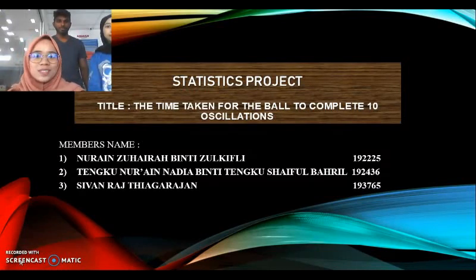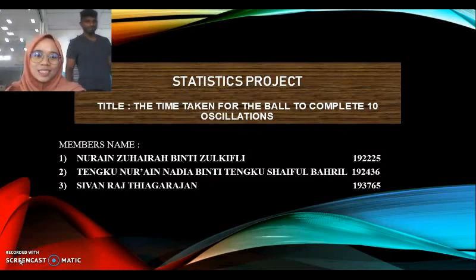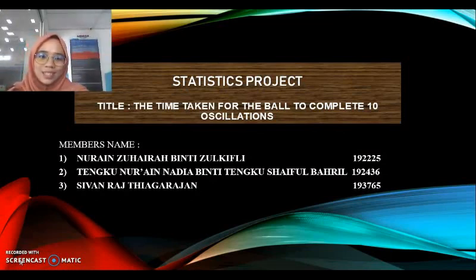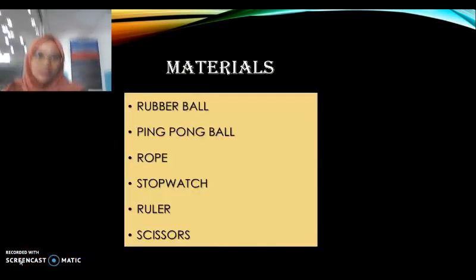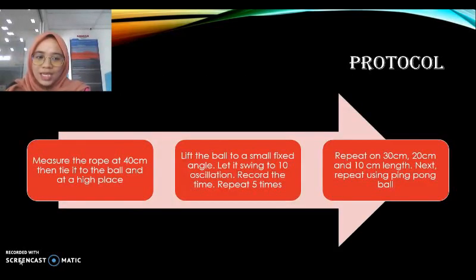Okay, today I'm going to present to you about our statistics project. The title is the time taken for the ball to complete 10 oscillations. These are the materials that we use, which are a rubber ball, ping pong ball, rope, stopwatch, ruler and scissors.